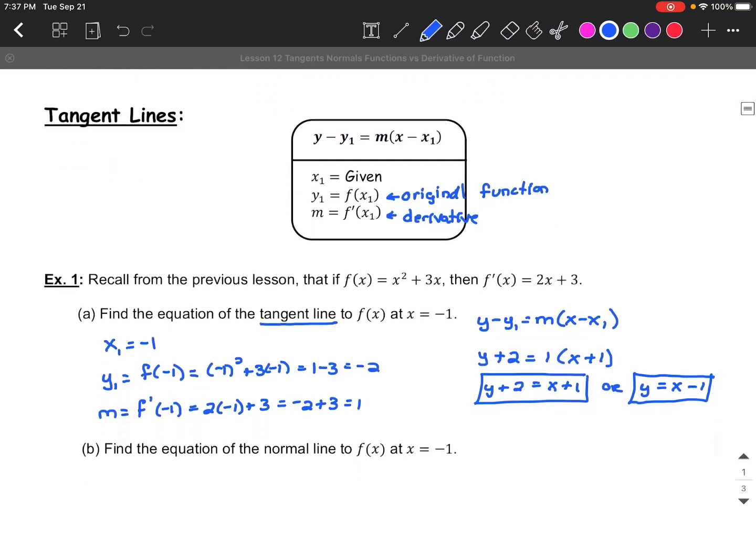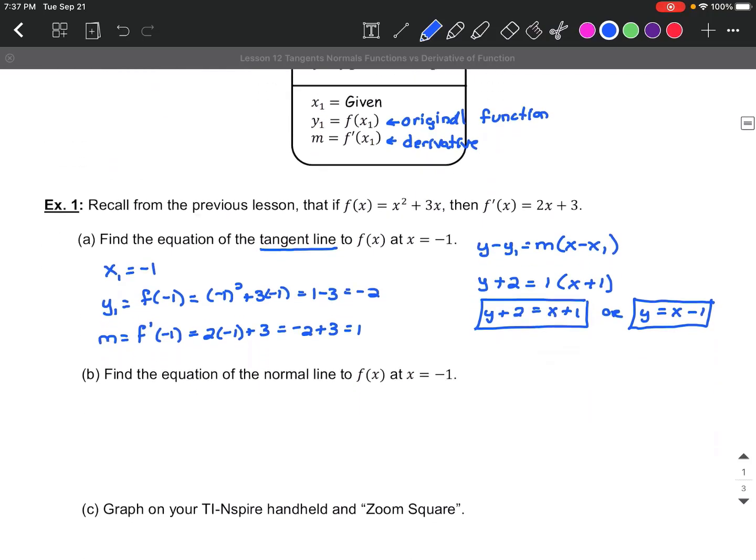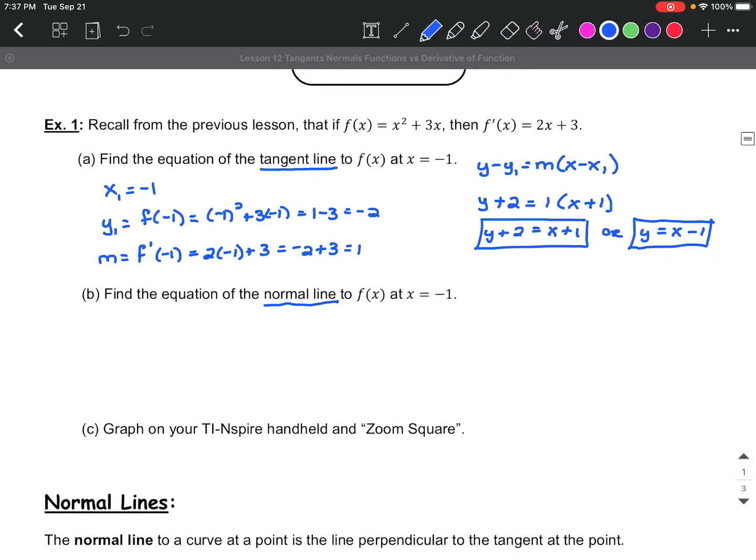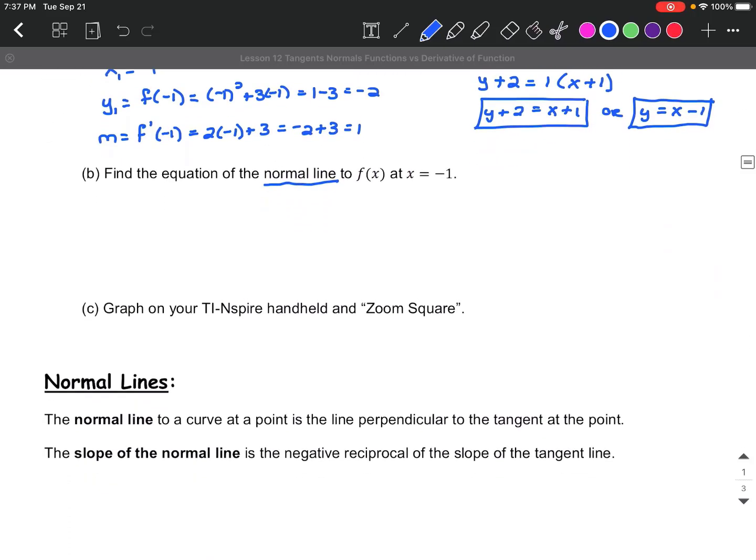Now, in part B, we want to find the equation of the normal line. Before we can do that, we have to make sure you know what a normal line is. A normal line to a curve is the line perpendicular to the tangent. So a normal is perpendicular to the tangent, but what do you know about perpendicular lines? They have negative reciprocal slopes. So the slope of a normal line is the negative reciprocal slope of a tangent line.